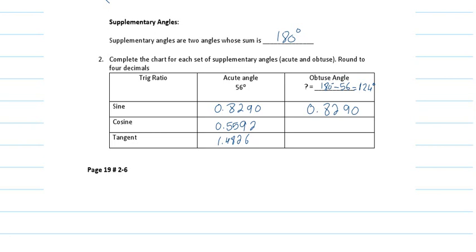Cosine 124, what would it be? Negative. So it's going to be negative 0.5592. Okay? Tan 124, it's going to be negative 1.4826. So what we've seen right now is that the two angles, the 56 and the 124, are supplementary angles. Sine is going to be positive, cosine is going to be positive, and tan for the acute angle, but it's going to be negative for the obtuse angle.